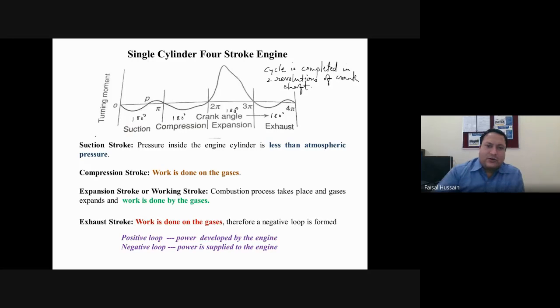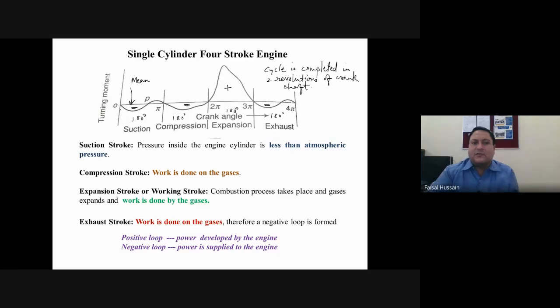Okay. So now during suction stroke, what happens? This is your mean line, and below the mean line is negative, and above the mean line is positive. So here, during suction stroke, pressure inside the engine cylinder is less than the atmospheric pressure. And if the pressure in the engine cylinder is less than atmospheric pressure, a negative loop is formed. Negative loop means power will be supplied to the engine from the flywheel. Therefore, negative loop. So this is your negative loop. This is negative loop. Above it, positive loop, negative loop. And this is a small amount of positive loop.